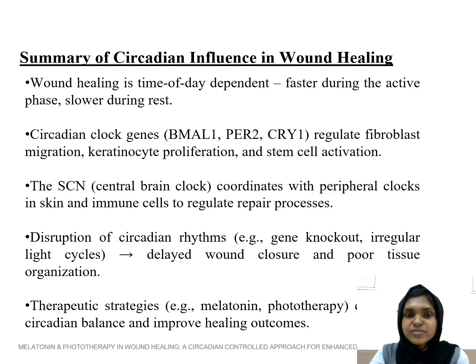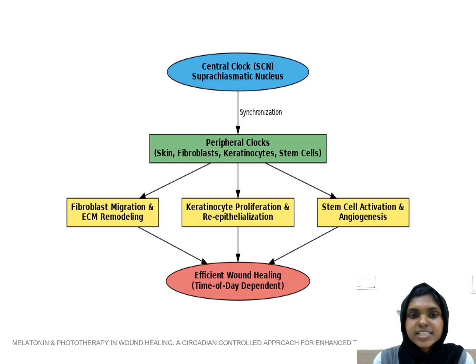We can move to the summary of circadian influence in wound healing. Wound healing is time of day dependent, faster during the active phase, slower during rest. Circadian clock genes regulate fibroblast migration, keratinocyte proliferation, and stem cell activation. The central brain clock coordinates with the peripheral clocks in skin and immune cells to regulate repair processes. Disruption of circadian rhythm causes delayed wound closure and poor tissue organization. This slide shows the summary of how clock genes work in efficient wound healing.